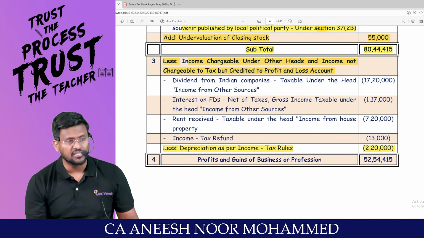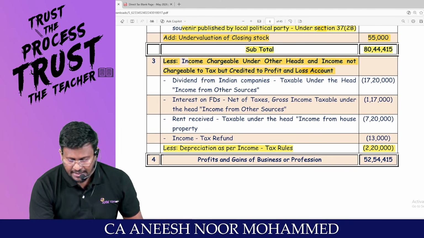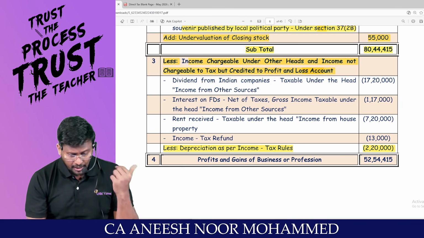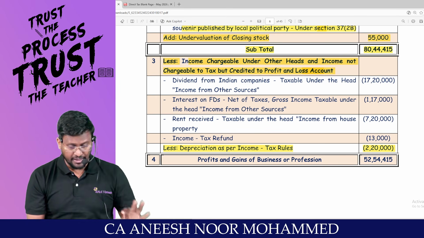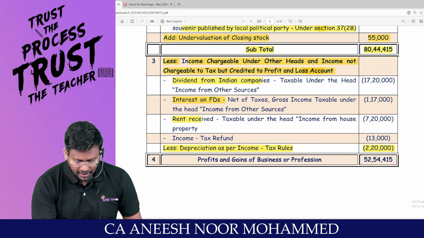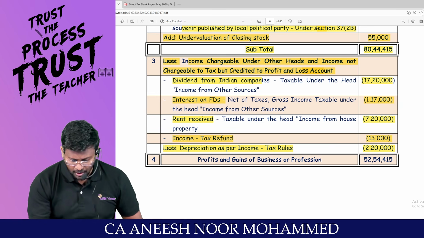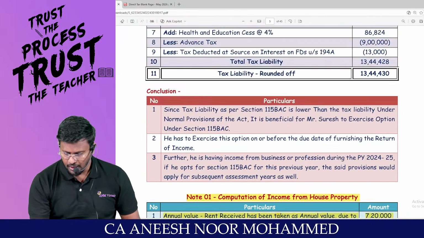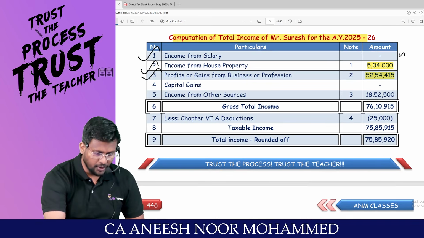Less: income chargeable under other heads of income, not chargeable to tax but credited to what account? P&L account. That means certain incomes are there which have to be taxed under other heads of income. Or, my dear lovable students, it may not be taxable at all, but it has been unnecessarily credited to the P&L account. It's an impurity to the P&L account, like dividend from Indian company, interest on FD, rent received and income tax refund. All has to be eliminated from PGBP. You will be getting the taxable PGBP as 52 lakh 54,415. That's the updated answer. Are you very comfortable with PGBP?